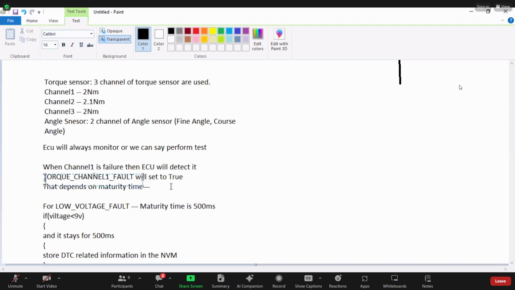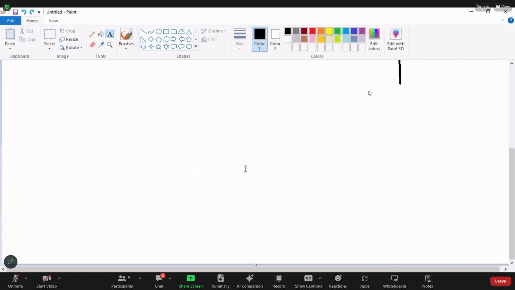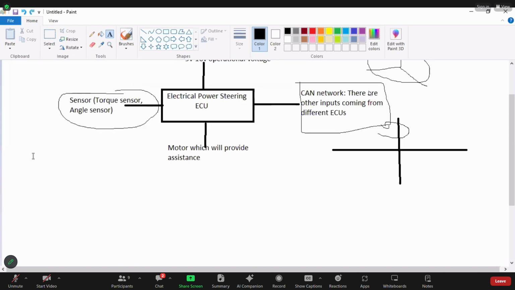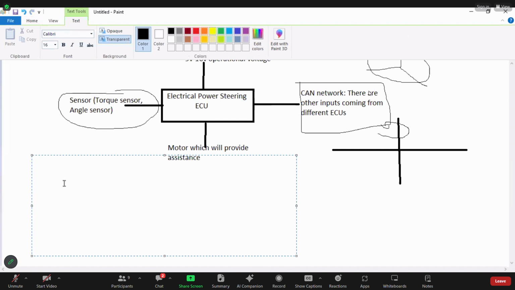Okay. Now, based on criticality, in a few projects you will see faults are categorized in 4 levels. Level A, level B, level C, and level E.